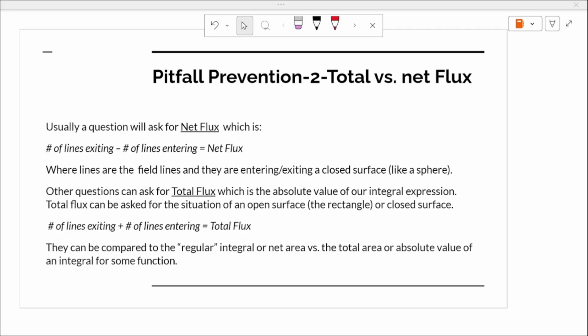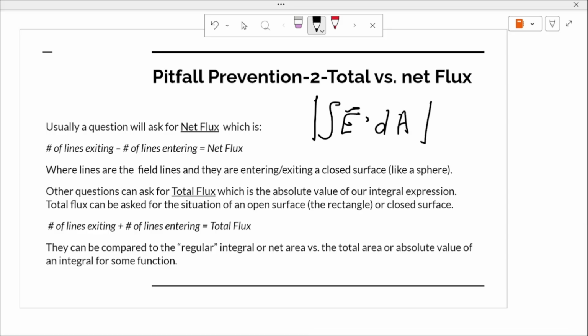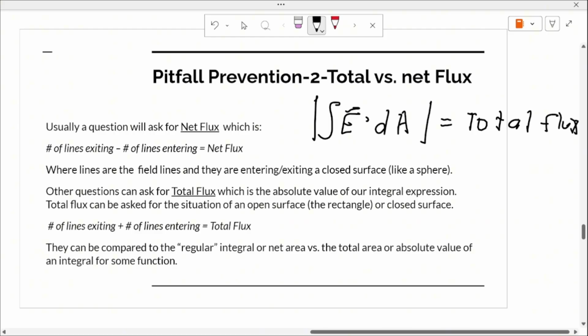They can be compared to the regular integral or a net area versus the total area, or absolute value of an integral for some function. So if you have the integral, you take the absolute value, it's the total flux. And just the normal integral will give you the net flux.